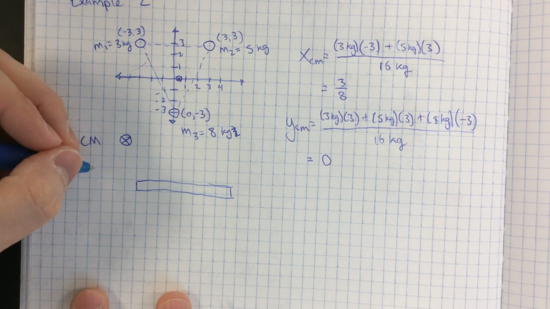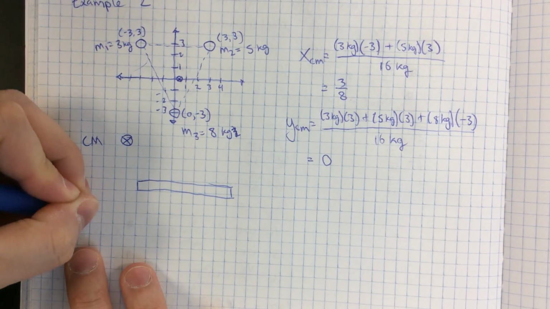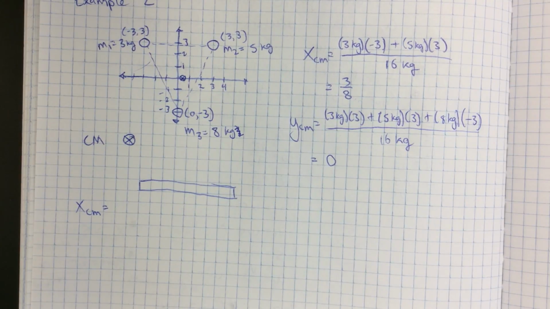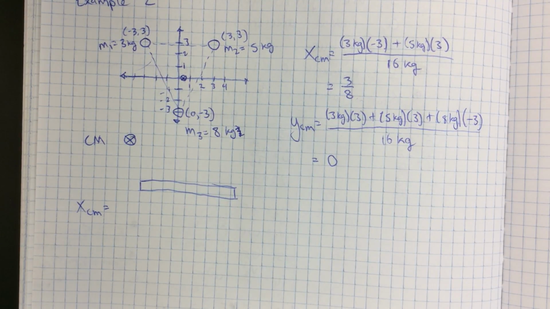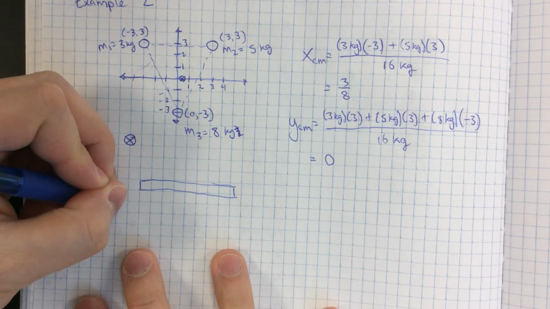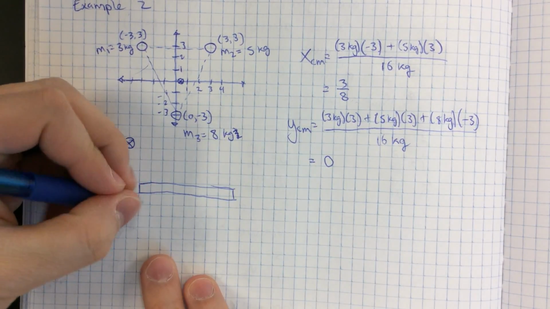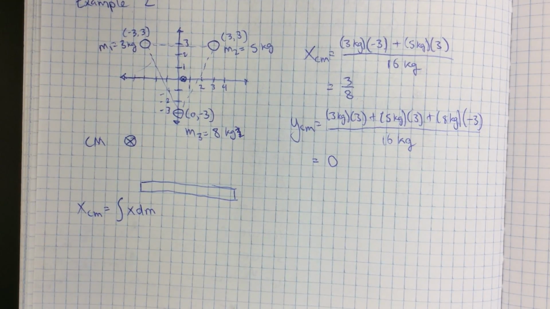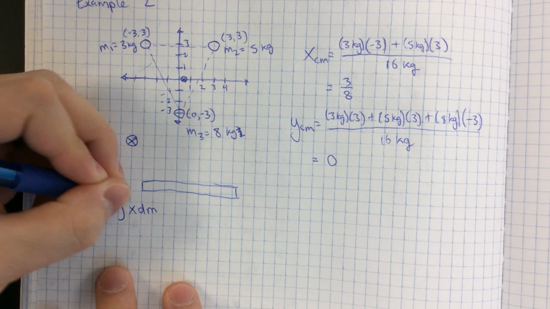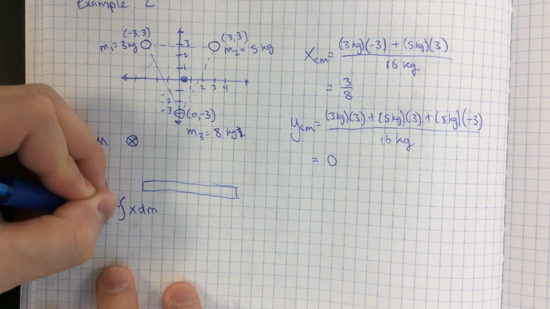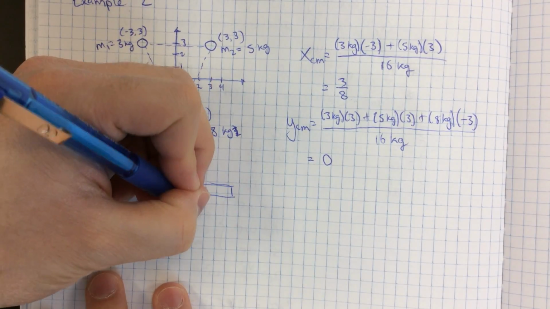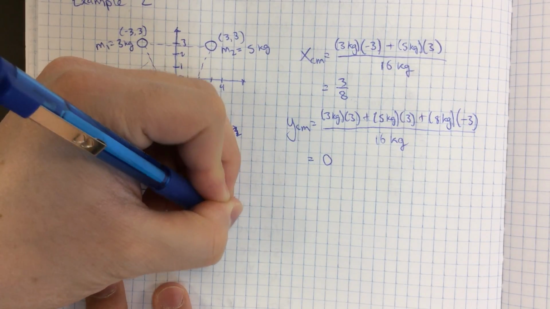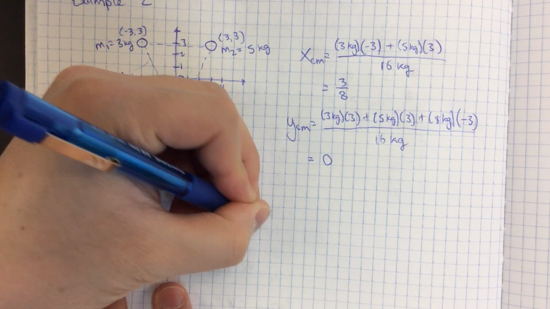What that means is when you calculate this, you need to chop up your object into a bunch of little slices of mass, infinitesimally small masses, and then add them up. So what you end up with is 1 over big M times the integral of x dm. And in the y direction, you get 1 over big M times the integral of y dm.